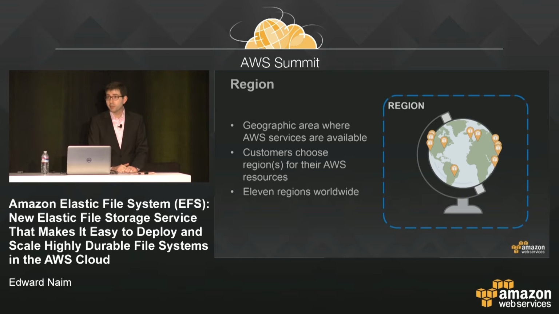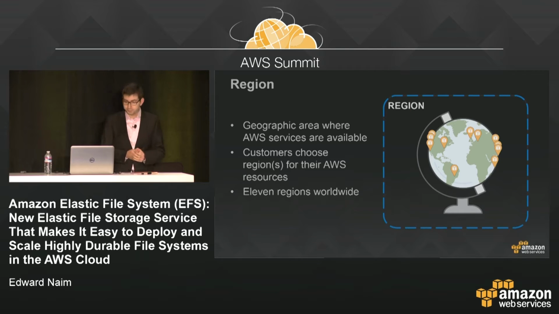A region is a geographic area where AWS services are available. And each region is designed to be completely isolated from other regions. And that achieves the greatest possible fault tolerance and stability. Customers choose regions for their AWS resources. So for example, when you launch an EC2 instance, you specify the region that the instance should be in. And customers, for example, will choose a region based on latency requirements or based on legal requirements. And currently, there are 11 regions worldwide, and that number is growing.